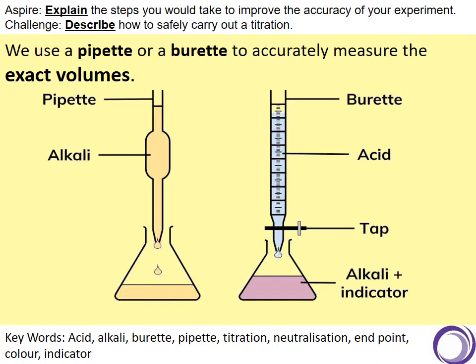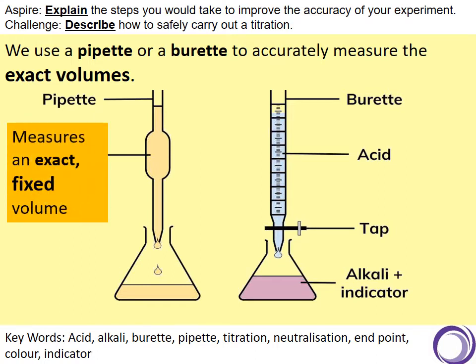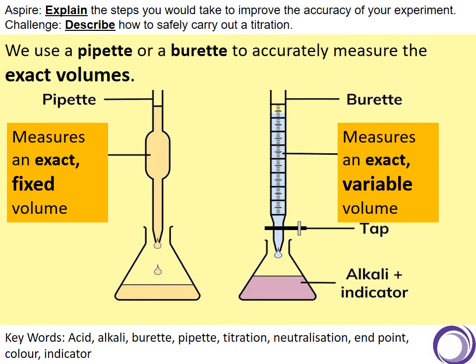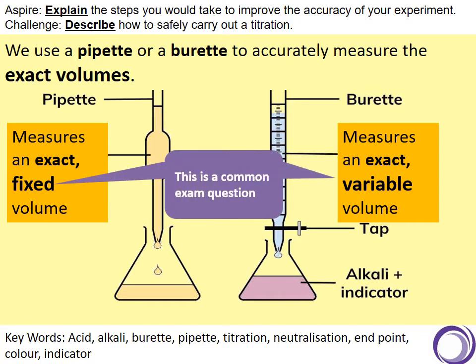The reason we use different ones is that a pipette will measure an exact fixed volume, so that's the same amount every time, whereas a burette can be used to measure an exact variable volume, so that is a volume that may change each time. The definition of these two things is a commonly asked question.